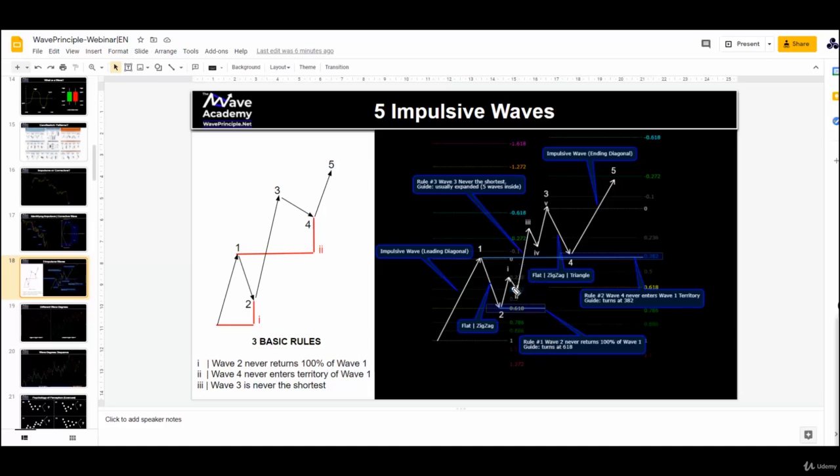The wave tree can be extended, but that is just a guideline. It's not something that always happens. You can have another 1, 2, 3, 4, 5, and inside the end of 3 you can have an ending diagonal, and the end of 3 you can have another ending diagonal, but that is just a guideline. It may show up or it may not.